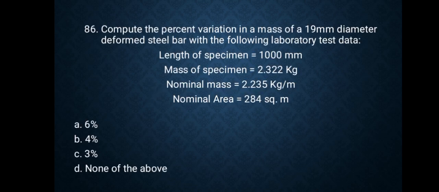So, number 86, compute the percent variation in mass of a 19 millimeter diameter deformed steel bar with the following laboratory test data. So adi man siya, di ba? May given ang kanya length of specimen, may given ang kanya mass of specimen, may kanya nominal mass and nominal area niya. I-explain ko na lang sa iyo through personal ang answer niya. Ang kanya answer is B. Naging 4% ang kanya answer.